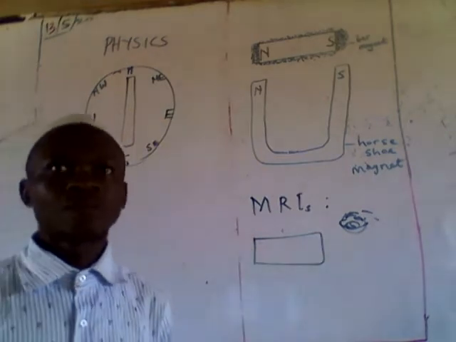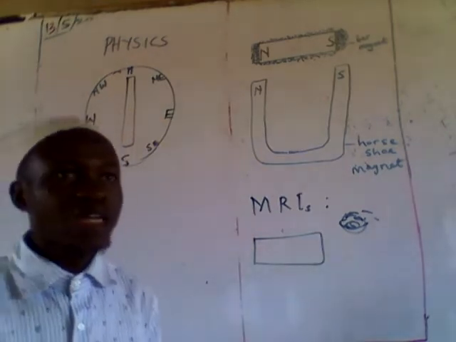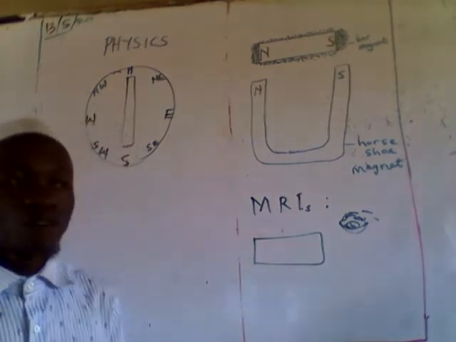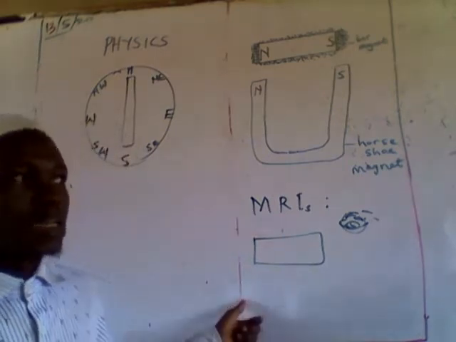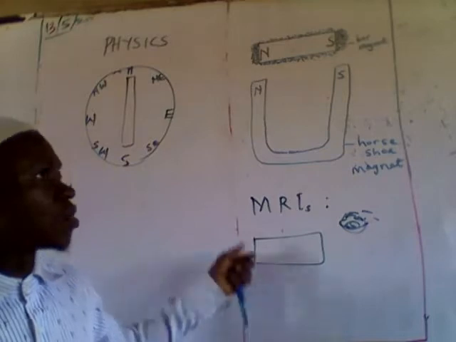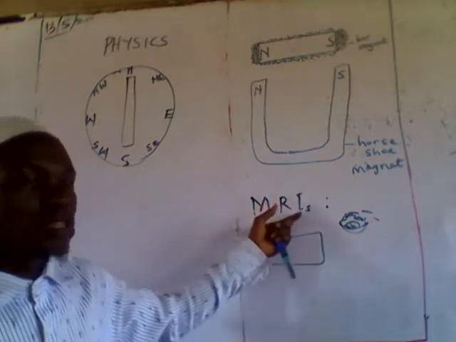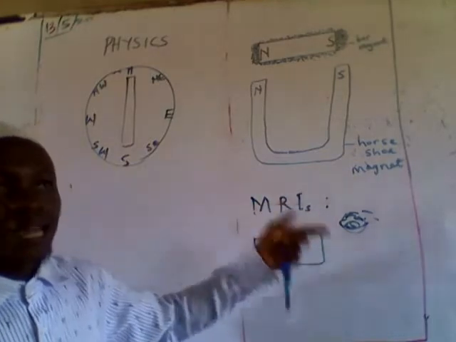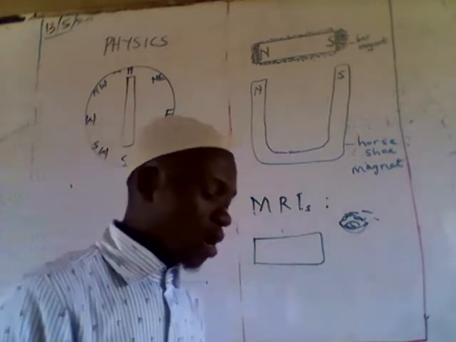While vice versa, the process of destroying the magnetic property of a magnet is known as demagnetization. So I will give you the method under each of the two ways, magnetization and the other form.